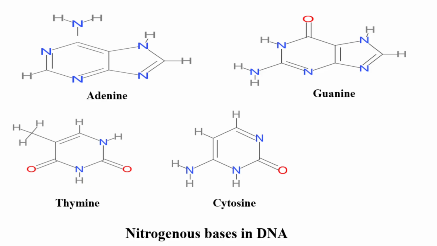There are 4 nitrogenous bases present in DNA. They are called adenine, guanine, cytosine, and thymine. Adenine and guanine are the double-ring purine bases, and cytosine and thymine are the single-ring pyrimidine bases. After getting acquainted with the nucleotide units of DNA, let us see how these units are combined to generate the general shape of the DNA molecule.